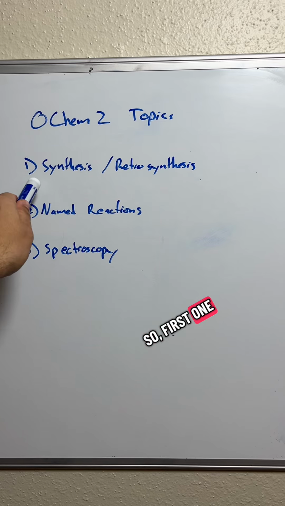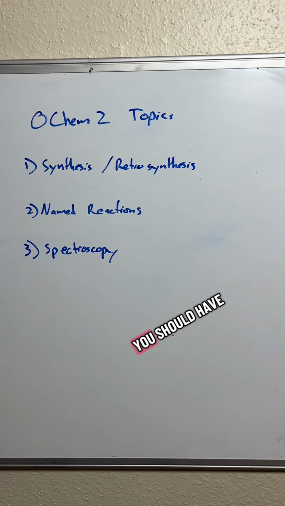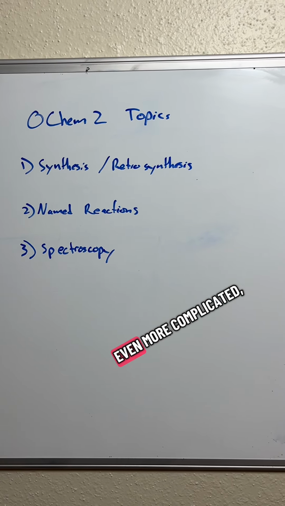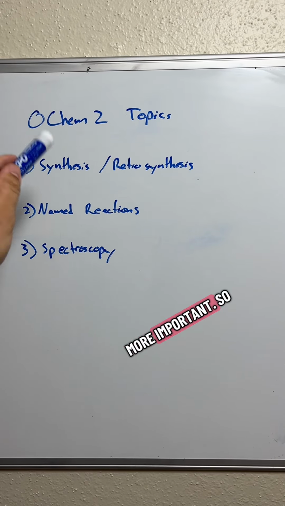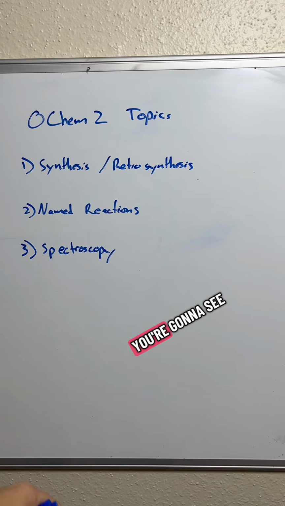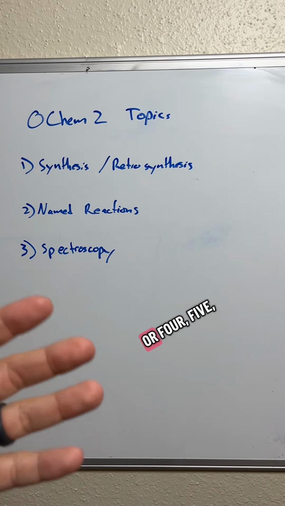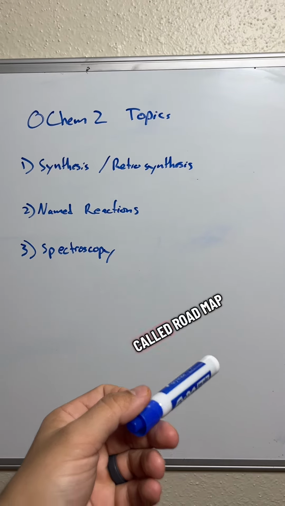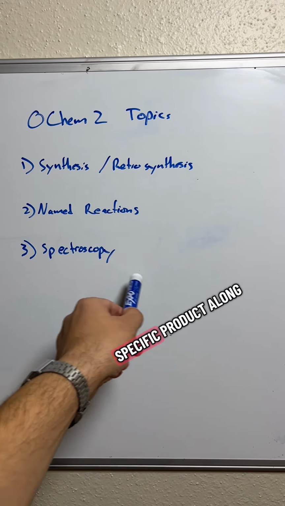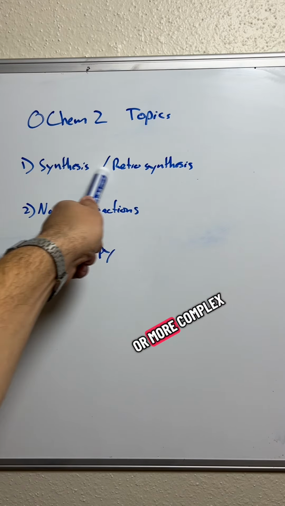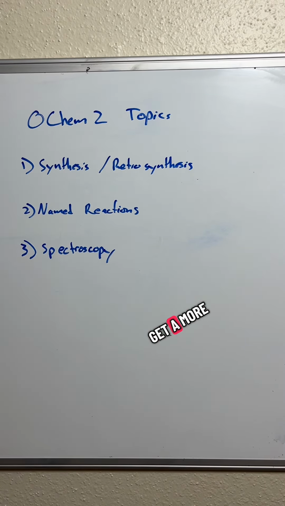So, first one is synthesis and retrosynthesis. You should have already started covering this in Organic Chemistry 1. However, this is going to be even more complicated, more important. So you're going to see more complicated syntheses, not just 1 or 2 step ones. You're going to see maybe like 3 or 4, 5, 6 step ones. Or what I see was called roadmap problems, where you had to get a specific product along the way and then do another transformation on it.